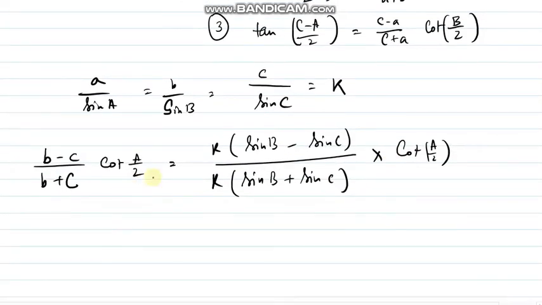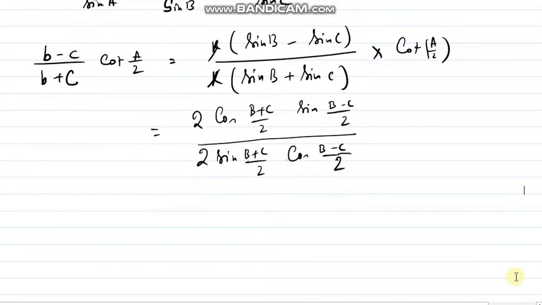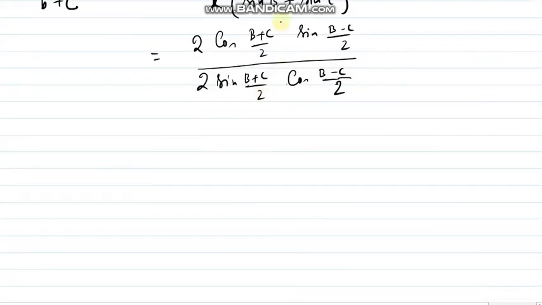If I apply the formula, before that K will be cancelled out, so that will be 2 cos (B plus C) by 2 into sin (B minus C) by 2, and the denominator will be 2 sin (B plus C) by 2 into cos (B minus C) by 2. So further, if I proceed, into cot A by 2 will be there. Now, this 2 will be cancelled out.